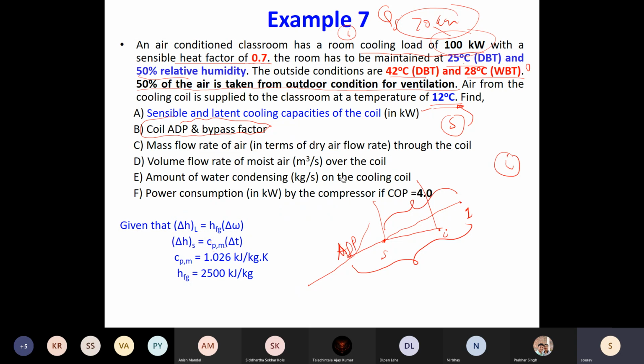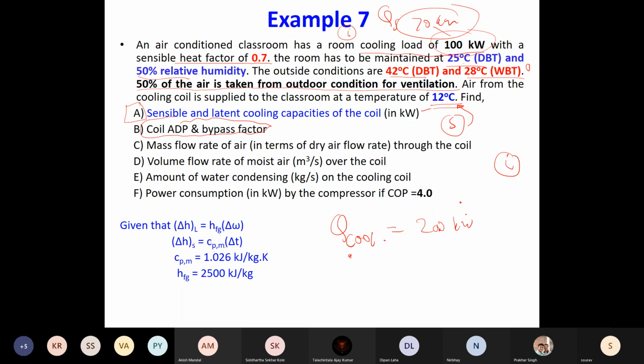And then what is the power consumption by the compressor if COP is 4? So you know the answer to the first part of the question. That is Q cooling coil, whatever it comes. Let's say 200 kilowatt. Then your power consumption would be 50 kilowatt for a COP of 4. A COP of 4 is very good.